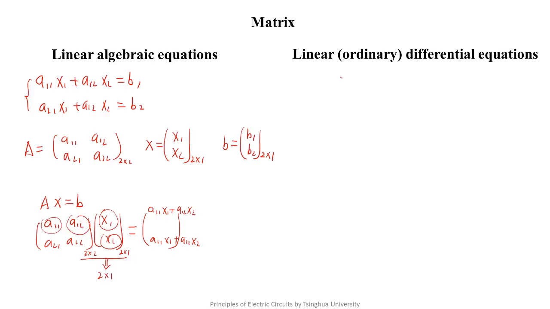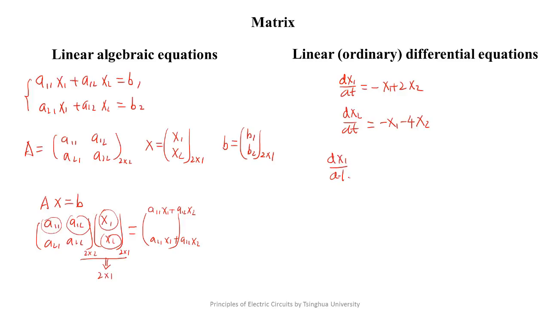Similarly, we can list two differential equations. dx1 over dt equals minus x1 plus 2 times x2. dx2 over dt equals minus x1 minus 4 times x2. They are linear ordinary differential equations of x1 and x2. They have standardization expressions in the form of the matrix.